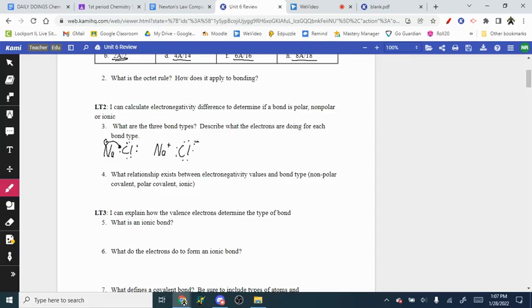Oh, that's not a very good negative. Sorry, I'm going to do that again. A negative. There we go. A negative charge. So that's an ionic compound.